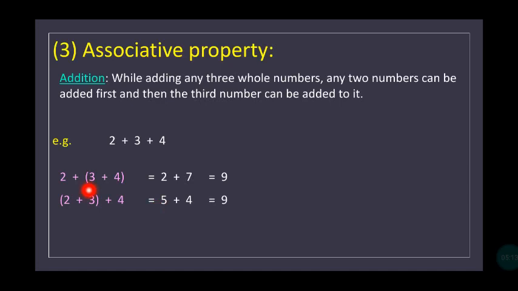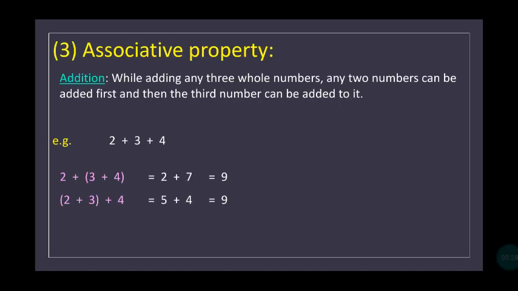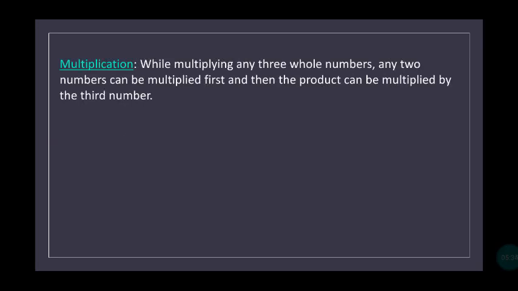See, if we add these two numbers first and then add 2 to it, the answer is 9. And if we add 2 and 3 first and 4 to it, the answer is again 9. So this is the associative property for addition, right? Let's see for multiplication. While multiplying any three whole numbers, any two numbers can be multiplied first and then the product can be multiplied by the third number. Let's see by one example, 3, 4 and 5. We have to multiply these three numbers.